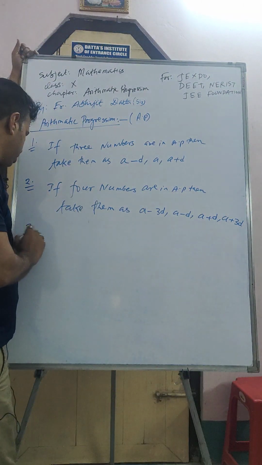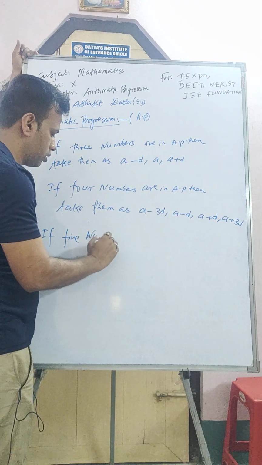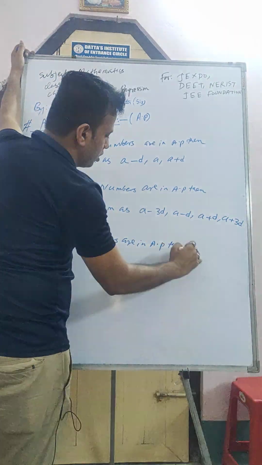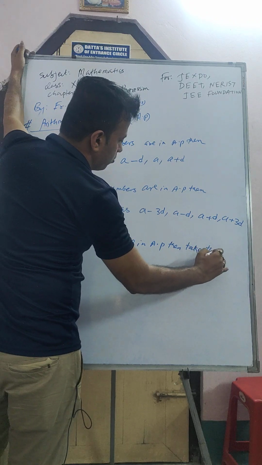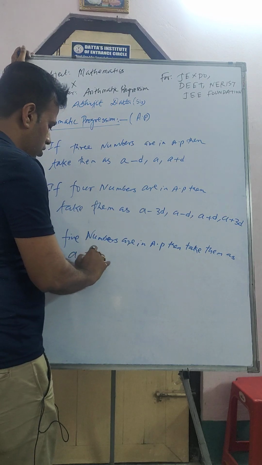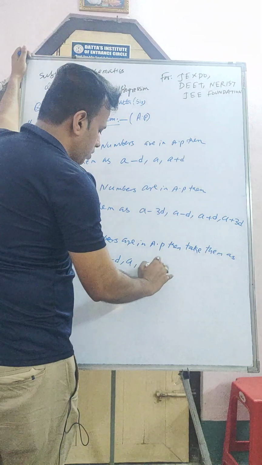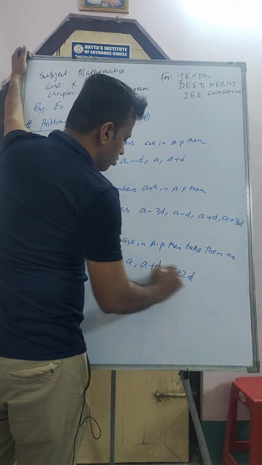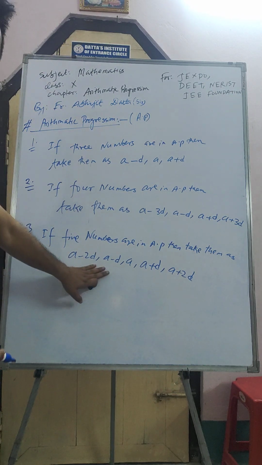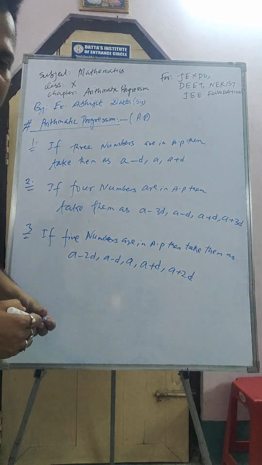Next, if five numbers are in AP, then take them as A minus 2D, A minus D, A, A plus D and A plus 2D. So if five numbers are in AP, take them as A minus 2D, A minus D, A, A plus D and A plus 2D.